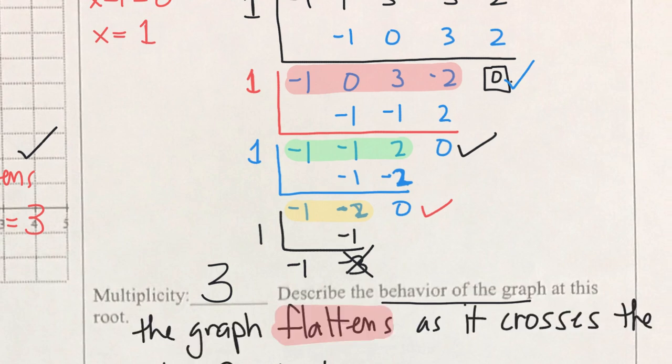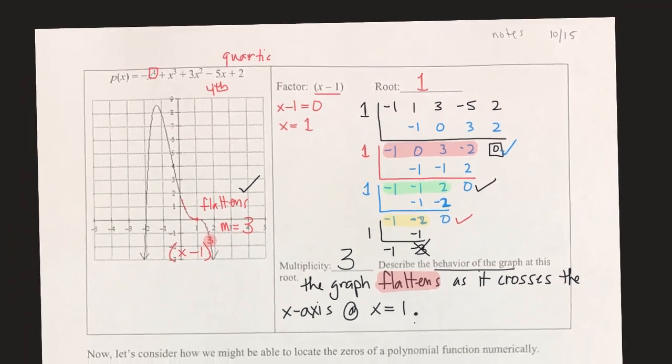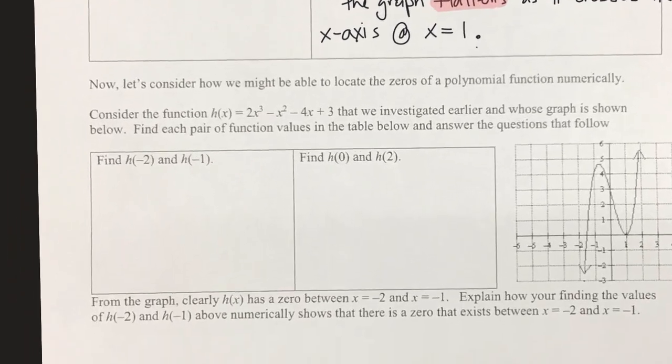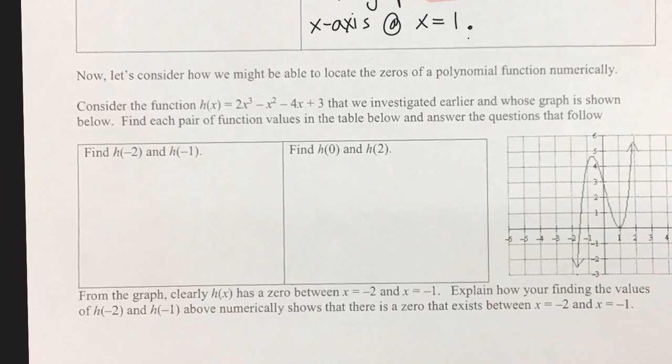So the behavior is it flattens. Okay, so let's move on and see what else we have about finding zeros of a polynomial. In this case, it's going to happen numerically, right? So we're looking at the numbers here. So this is our graph that we have. That's this graph over here, this positive third degree polynomial.